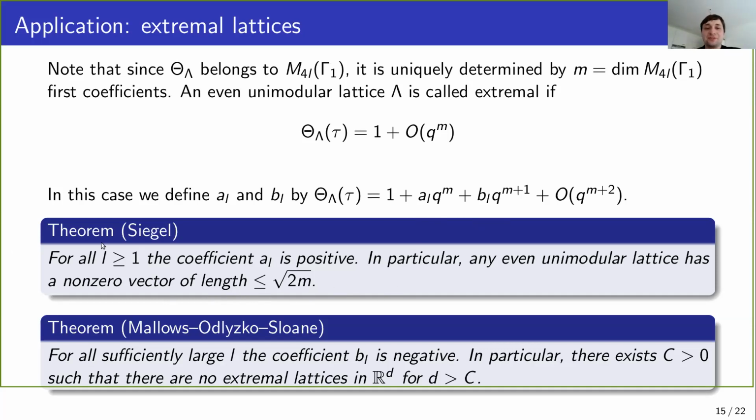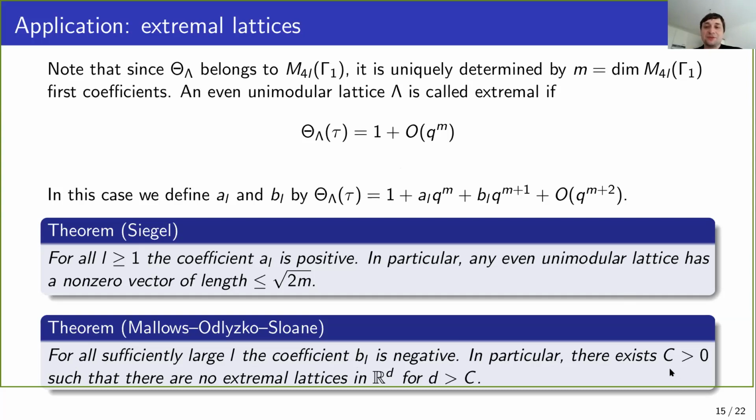This result you can easily verify in each dimension by itself, but if you want to do it for all dimensions, you need some kind of argument. The second bit is the coefficient right after that, PL. It turns out that at some point it becomes negative. Mallows, Odlyzko, and so on have proved exactly this: that this coefficient becomes negative as L gets sufficiently large. In particular, this means that there are no extremal lattices in high enough dimensions.